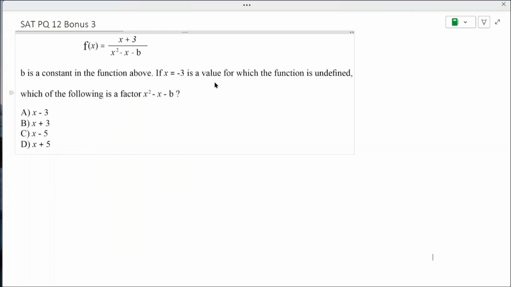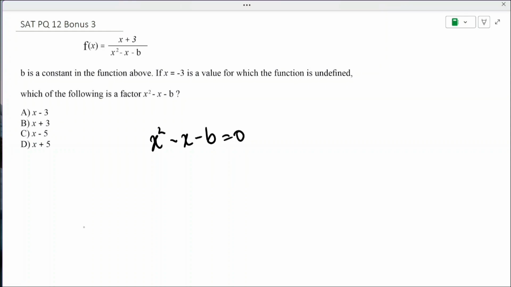Now, to find b, take into account that if x equals -3, this function will be undefined. What it means for the function to be undefined is that the denominator has to equal 0. And for you to get the denominator to be 0, you have to take x as -3. That would help us get b. So we have x squared minus x minus b equals 0. This can happen if we take x to be -3, and with x as -3, we'll find b.